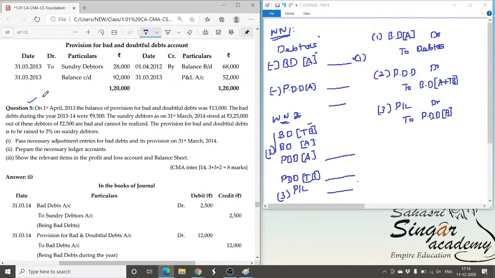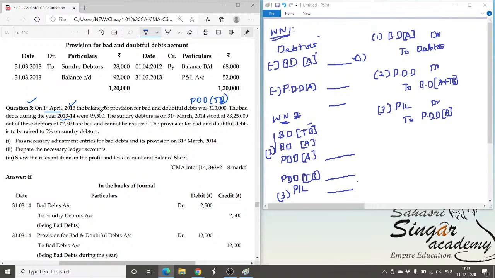Question number 5. On 1st April 2013, the balance of provision for bad and doubtful debts was 13,000 rupees. This is the provision appearing in 2013. We are going to prepare for 13 and 14. It means it is the opening provision for doubtful debts, or the provision for doubtful debts appearing in the trial balance. Clear? The bad debts during the year 13 and 14 being 9,500. The sundry debtors as on 31st March 2014 stood at rupees 3,25,000. Out of these debtors, 2,500 are bad and cannot be realized.